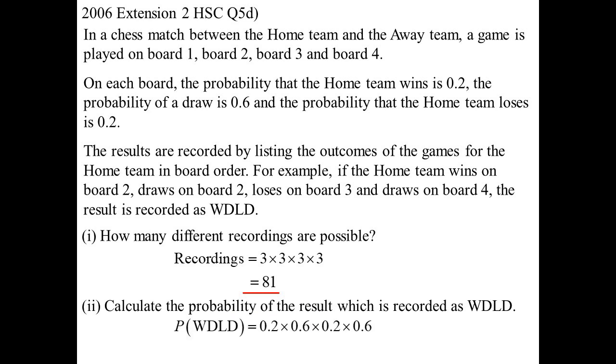We'll calculate the probability of that win, draw, loss, draw. Well, probability of a win was 0.2, so 0.2 for the first board. Probability of a draw was 0.6. Probability of a loss was 0.2. Probability of draw 0.6. So the probability of win, draw, loss, draw is 0.144.